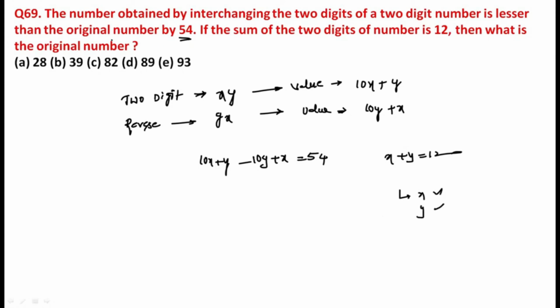Otherwise, guys, you already know that the original number is always more than the number with the digits reversed, point number one. And the sum of digits is 12. 28 is not an answer, 82 is not an answer, 89 is not an answer. Now the answer is either 39 or 93. And you already know that the original number is more than the reversed number. Now you can directly choose your option, which is 93.